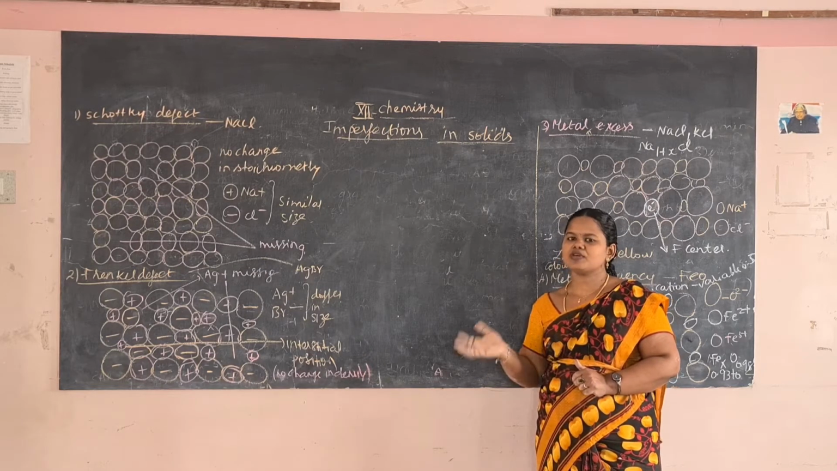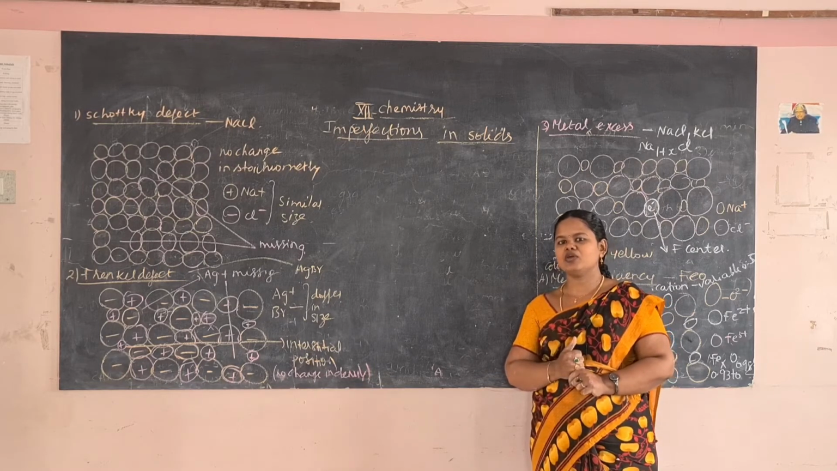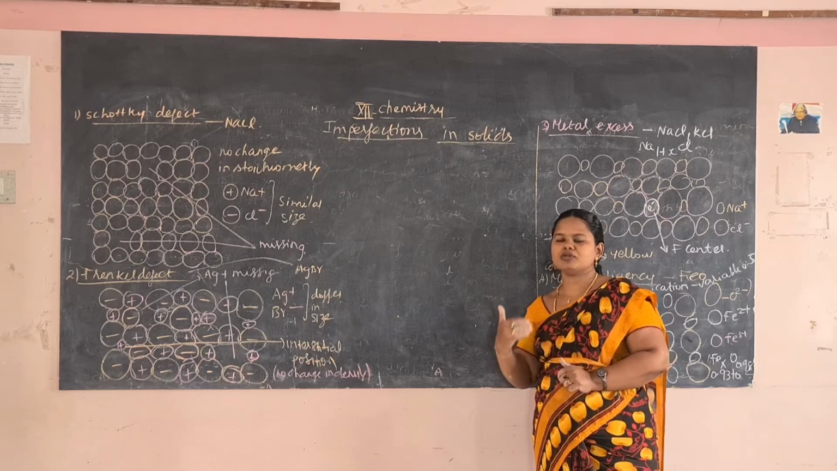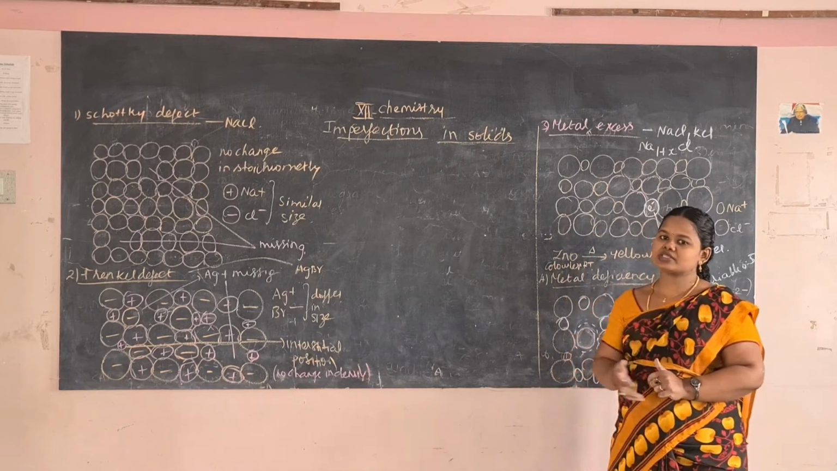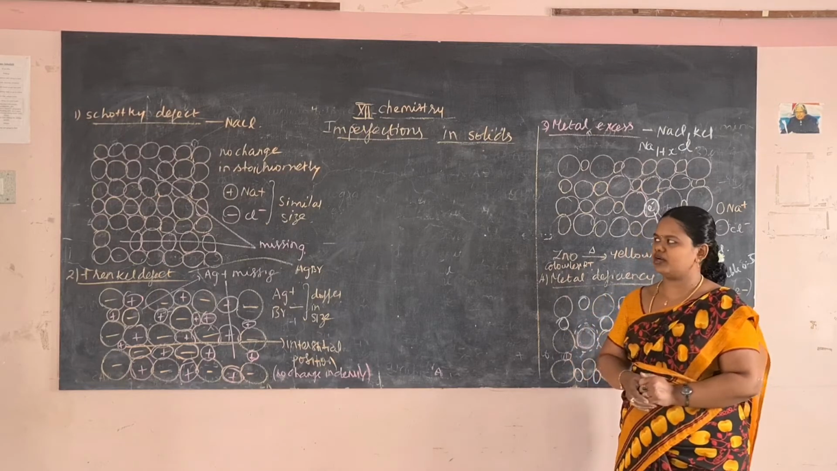Then we learnt the types of unit cell, primitive and non-primitive unit cell, and there are 7 types of primitive unit cell. Apart from those 7 types, Bravais discovered 14 types of unit cell. And now we'll see the imperfections in solids.